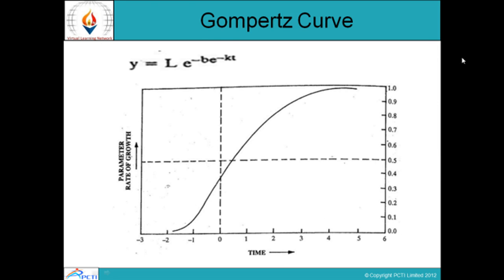This is what Gompertz's curve is. The scenario is the same. They were basically mathematicians who worked on this formula: y equals L e^(-b e^(-kt)), where L is the upper limit, b and k are taken as constants, and t is time.